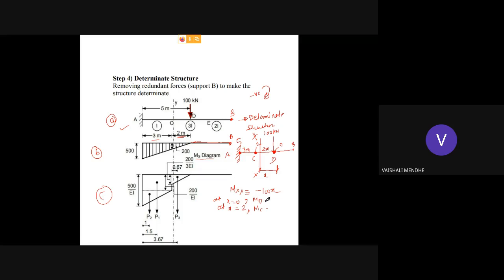So at x is equal to 0, you will get moment at D which is equal to 0. Then at x is equal to 2, moment at C, that is minus 100 into 2, which will be minus 200. So you'll get the moment at C which is minus 200. Then at x is equal to 5, you will get moment at A. So x is 5, so moment at A is minus 100 into 5, that is minus 500.